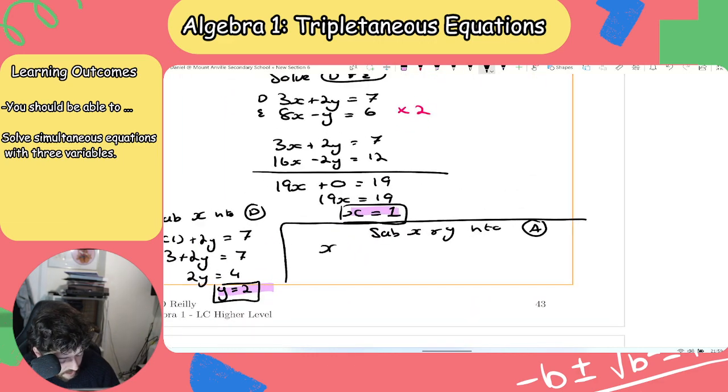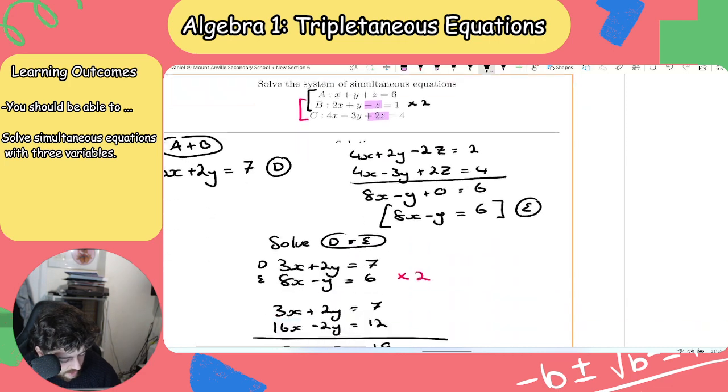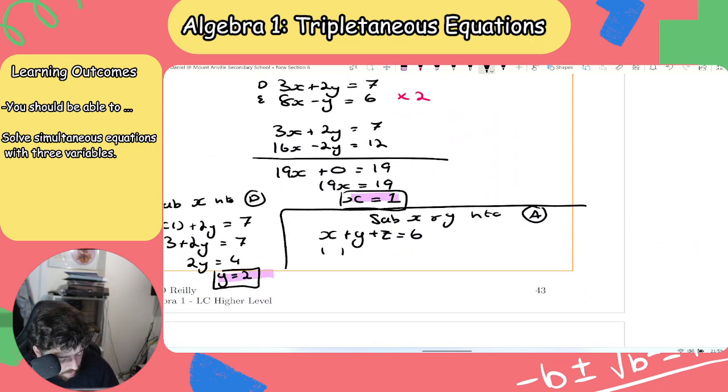I'm going to have x plus y plus z equals 6. Is that what the question is? X plus y plus z is equal to 6. So 1 plus 2 plus z equals 6. So z here is going to be equal to 3 when I solve it out. And that's how we solve a simultaneous equation.